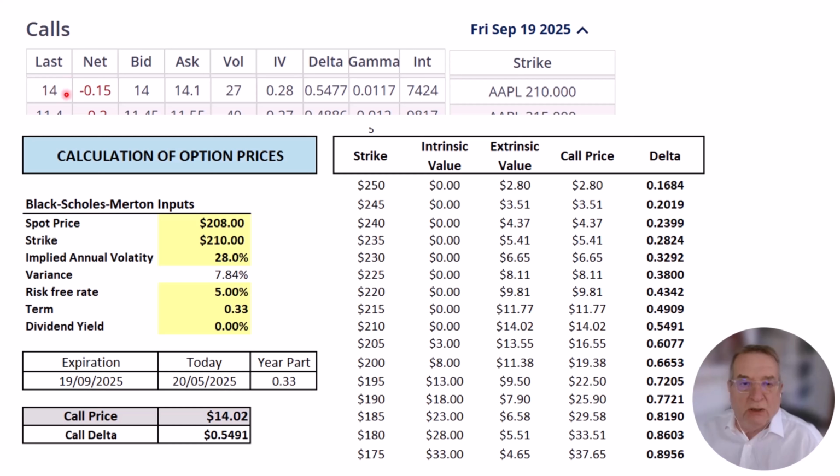The last actually on that data from the CBOE was $14. And you can see I've also calculated here the delta for that strike, the 210 strike, and it is 0.5491, which is again very close to the delta that was seen on the CBOE screen. So there is the call price, the $14.02, and we can also see the delta, which corresponds very closely to the amount shown on the CBOE screen.